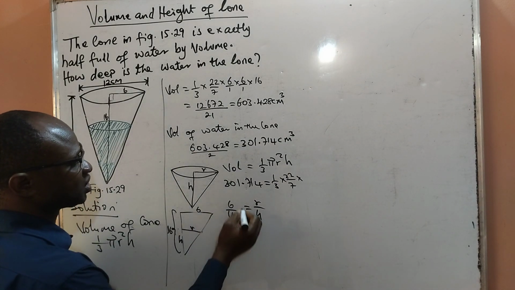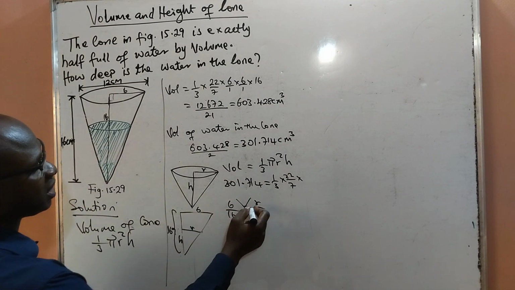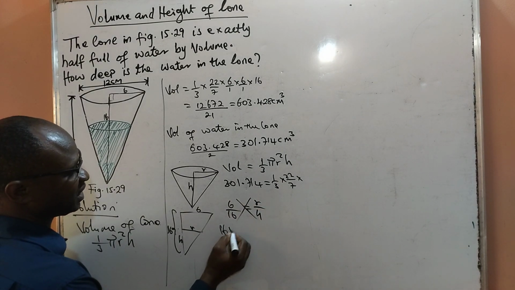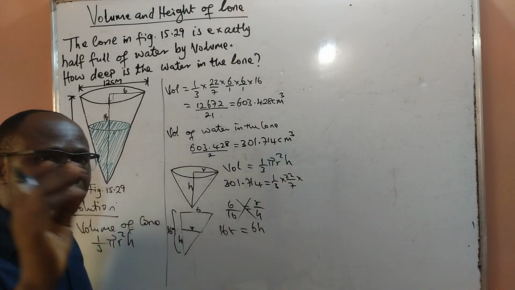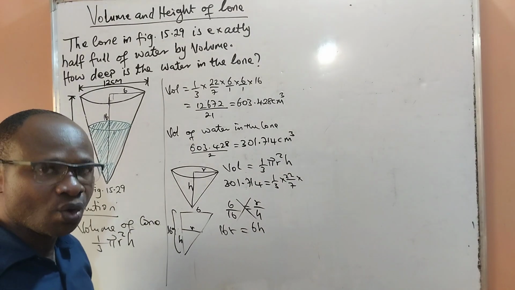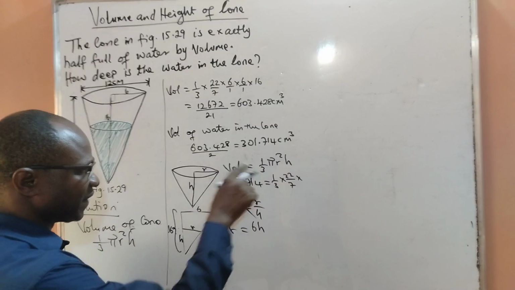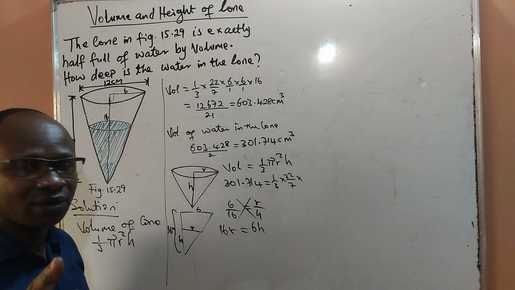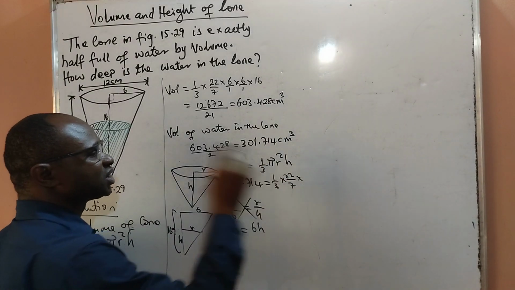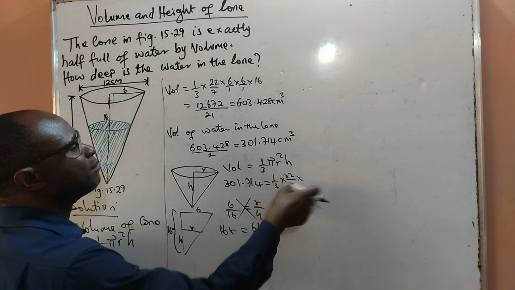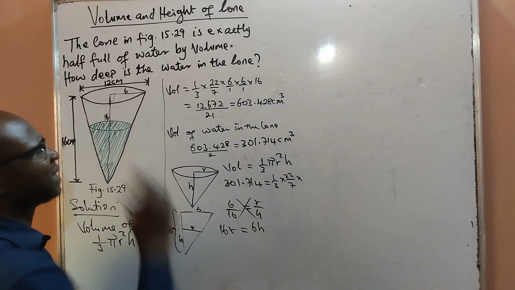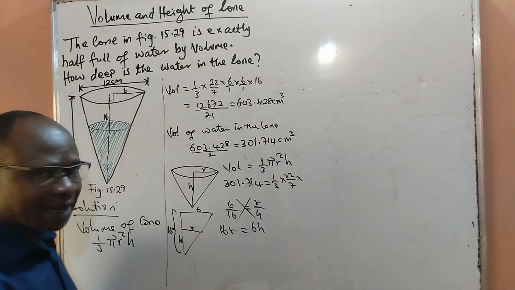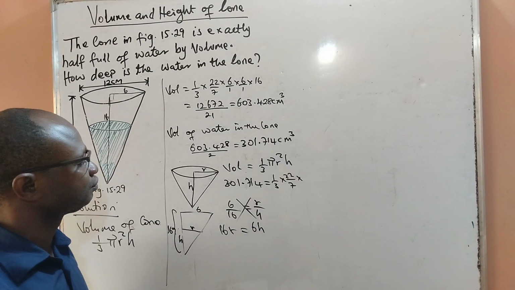Now, working on this, I will do cross multiplication. r times 16 will give me 16r. Okay? 6 times h will give me 6h. My target, what I am looking for now, is the value of r. Because when I know the value of r, I will substitute it into this place to make h the subject of the formula in order to find the height. Because that is what I am asked to find. The depth of water in the cone.